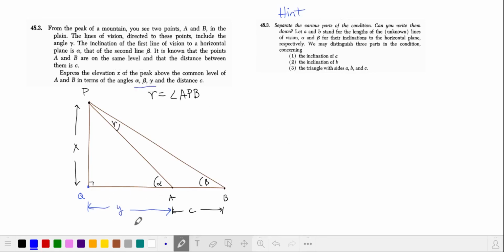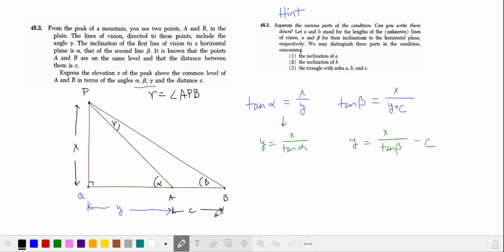We're asked to express X in terms of these angles, alpha, beta, and gamma. So we want to get rid of this Y. I can express alpha and beta in terms of some distances. For example, the tangent of alpha, that's opposite over adjacent, or X over Y. Similarly, the tangent of beta, opposite is X, adjacent is Y plus C. Since we don't want Y in our equation, I'm going to solve both of these for Y and then set them equal to each other.